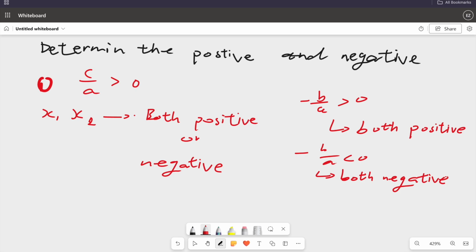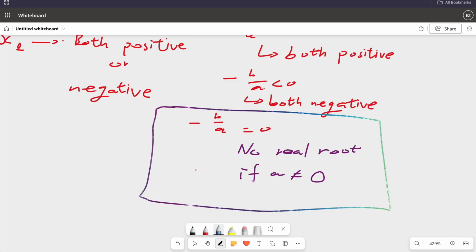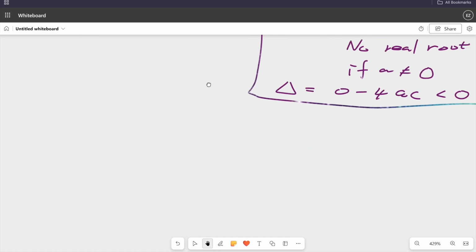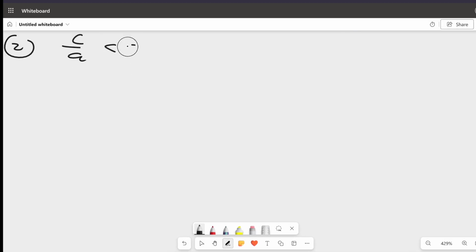There are no cases for minus b over a equal to 0, since if minus b over a equals 0, there will be no real roots. This can be found by trying the delta, where b squared minus 4ac for sure in this case is smaller than 0 if a is not equal to 0. The second case is when c over a is smaller than 0.